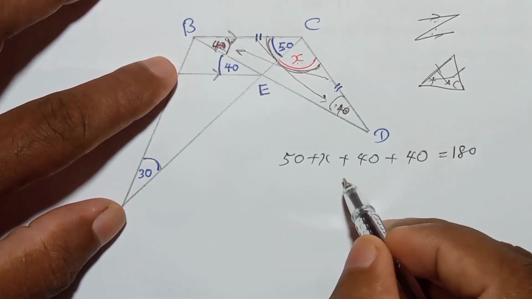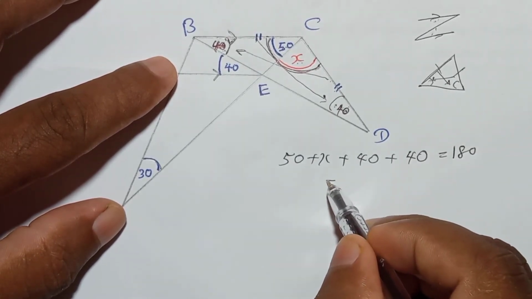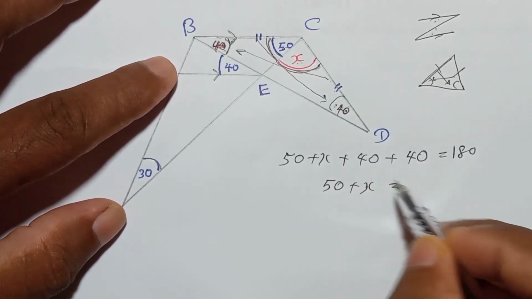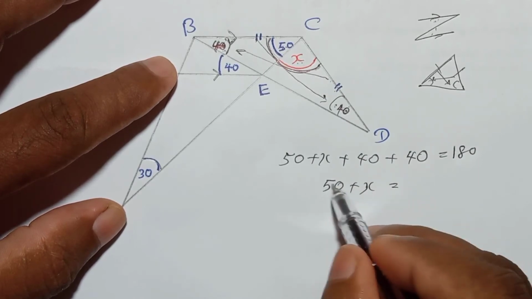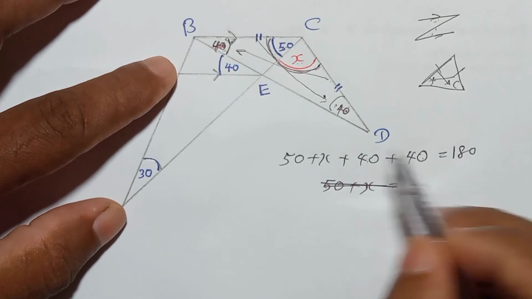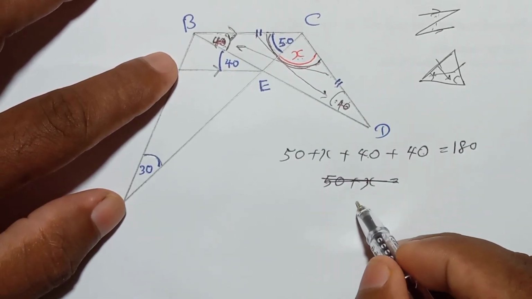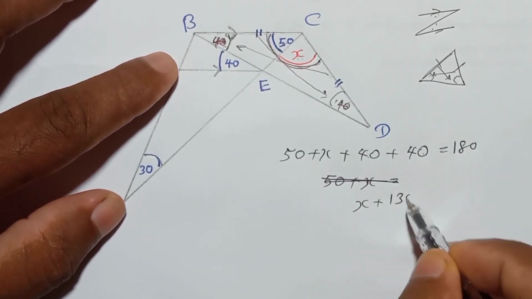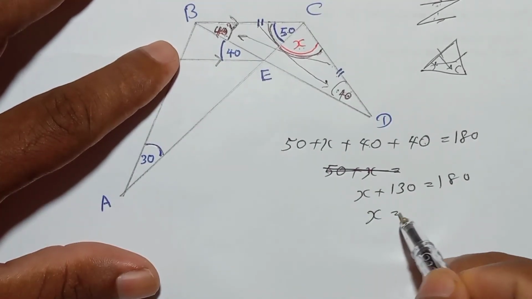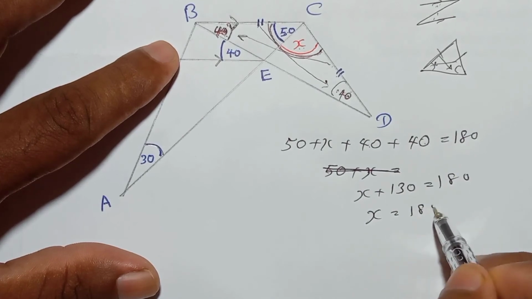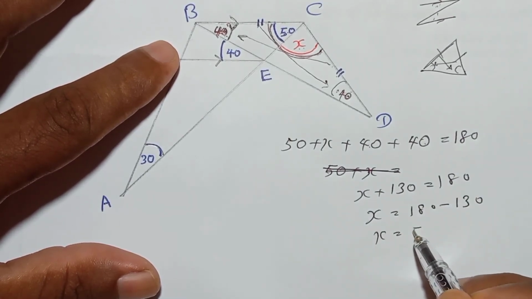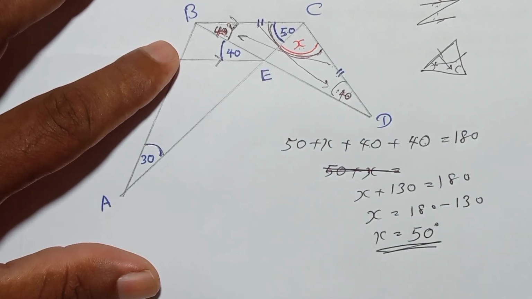So if you solve this, you can get the answer. No, it's okay. I will add all three together. Here 40 plus 40 means 80, 80 plus 50 means 130. So x plus 130 equals 180. So now what do I need to do? Bring 130 to here. So very simple, right? X equals 50 degrees. So that's the answer for x.